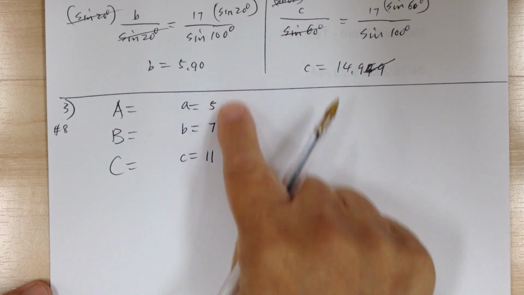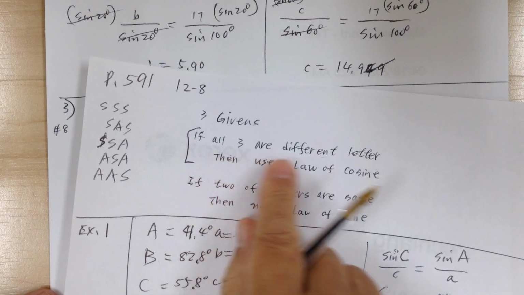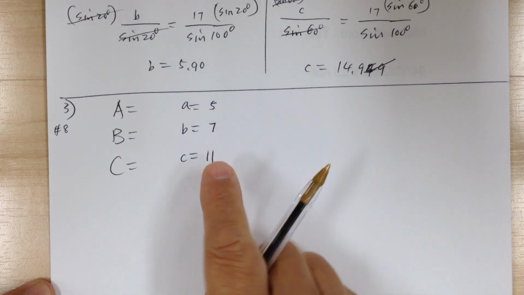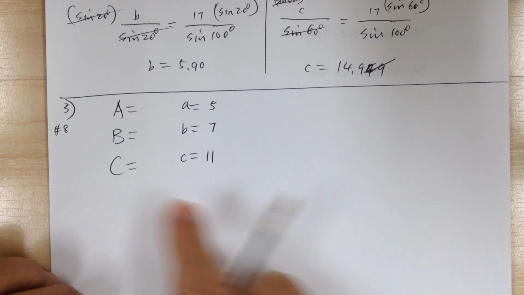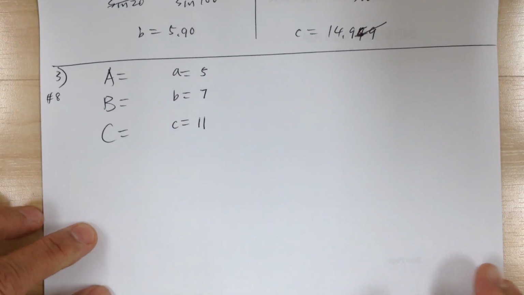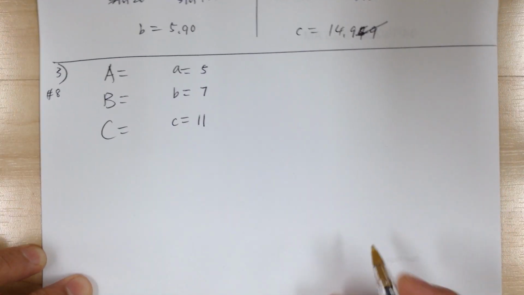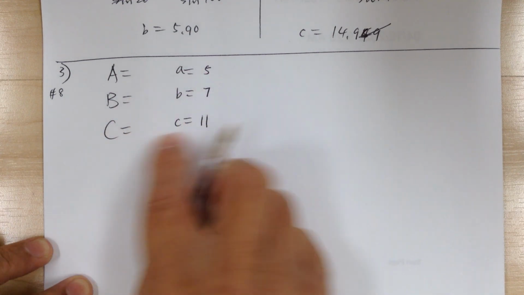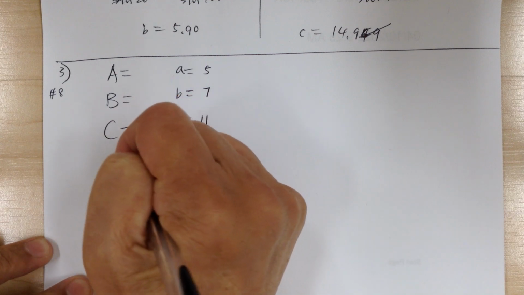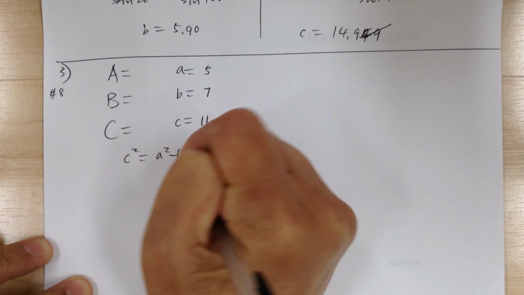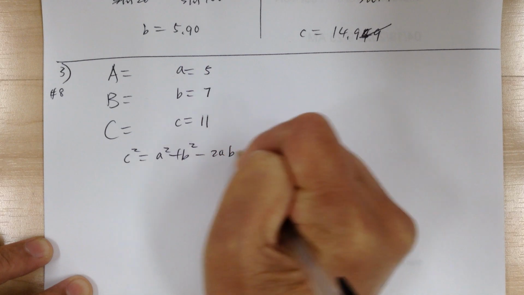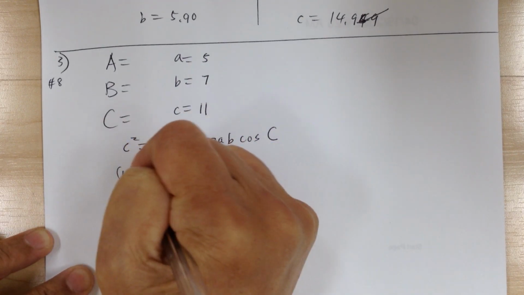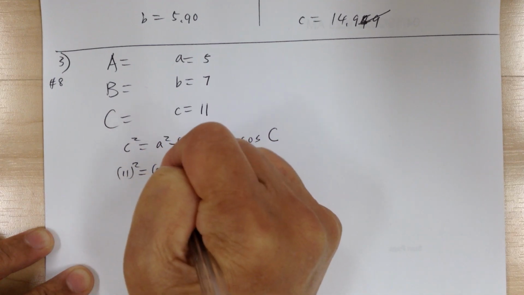So the three letters are all different. If all three are different, use the law of cosines. I'm going to use the law of cosines to get the biggest angle, that way I don't have to worry about the second case. So I'm going to look for C first, using the C version: c squared equals a squared plus b squared minus 2ab cosine of C. Let's substitute everything in. Don't calculate yet, just do substitution.